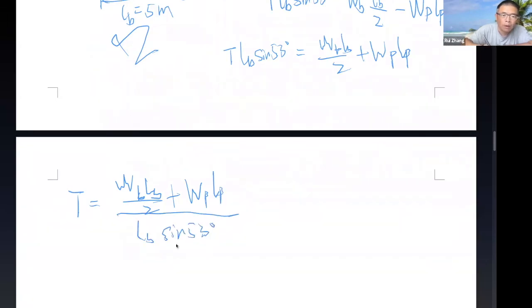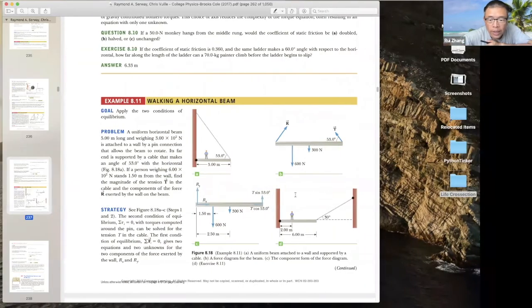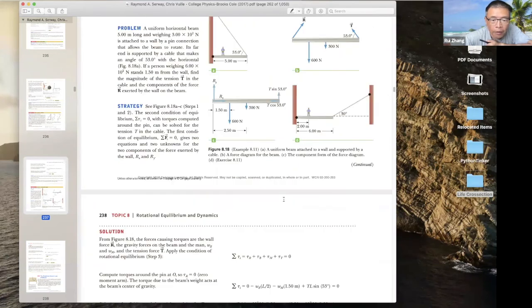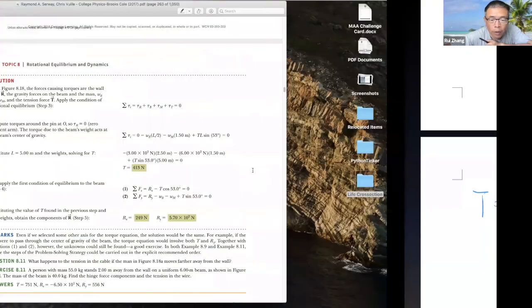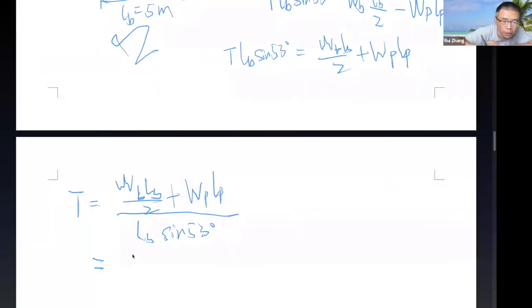Now you can plug in numbers here, and I'm going to simplify so that we have time to do our exercise. In the end, if you plug in those numbers, you get 413 Newtons.